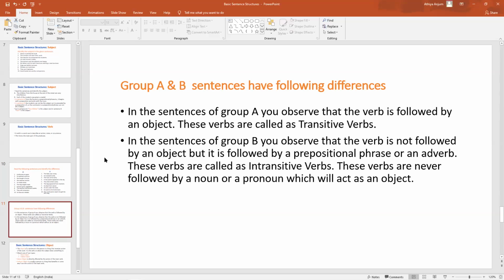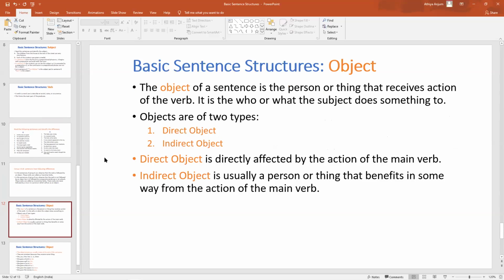Is it clear so far? Are you thorough with this? So, what have you learned? You have learned transitive verbs and intransitive verbs. What is the difference between the two? Transitive, the verb is followed by an object. Intransitive, the verb is not followed by an object, but you can have adverbs, prepositional phrases and all that, which you do not count as an object. Only if you have a noun or a pronoun, you will take it as an object, right?